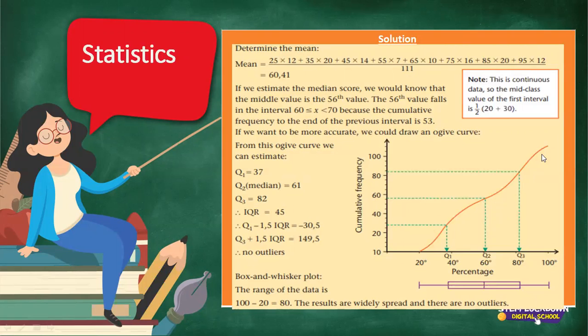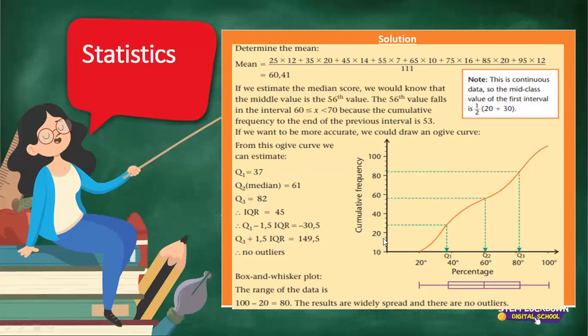Okay, right. So now, from here, we can determine our median. How to find our median? We can find the exact value of our median by calculating our middle position. How to find our middle position? Our middle position is n plus 1, which is 111 plus 1, which is 112. 112 divided by 2 is 56.